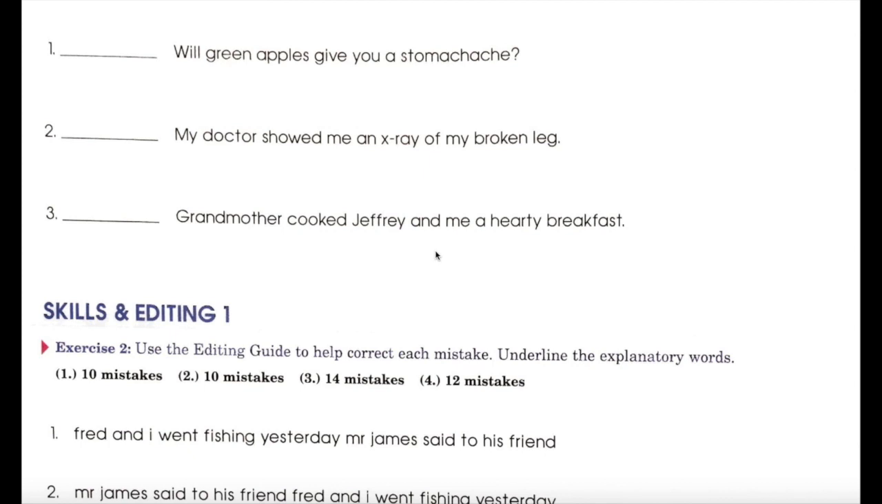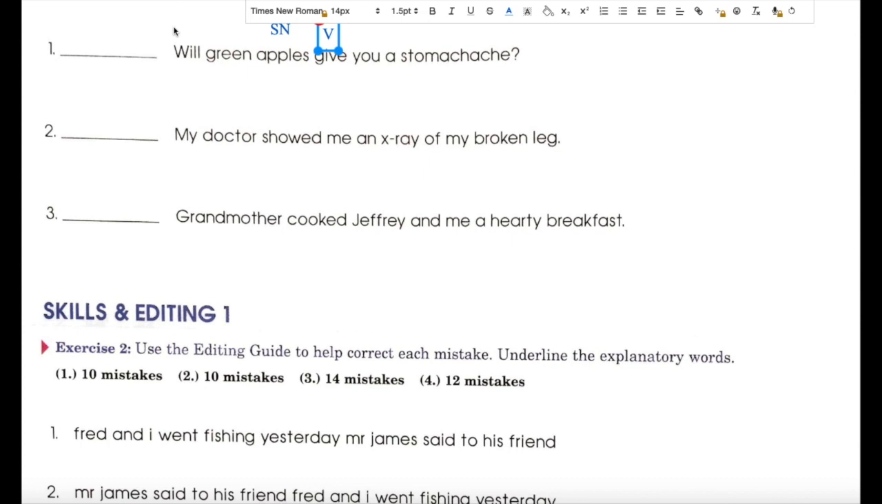This is Chapter 9, Checkup 46. Only watch this if you need help. You can fast forward to any part that you need help with. Exercise 1, classify each sentence. Number 1, will green apples give you a stomach ache? What will give you a stomach ache? Apples. Subject noun. What is being said about apples? Apples will give. Verb. We have another verb here.